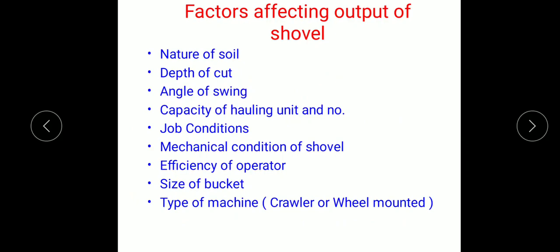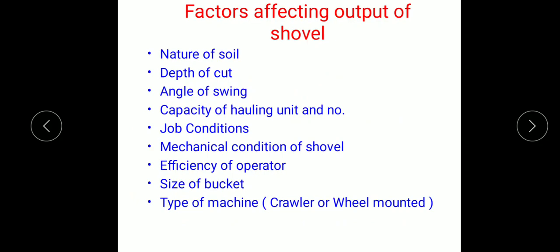So there are various factors which affect the output of a power shovel. It includes nature of soil, depth of cut, angle of swing, capacity of hauling unit and number, job conditions, mechanical condition of shovel, efficiency of operator, size of bucket, type of machine, etc.